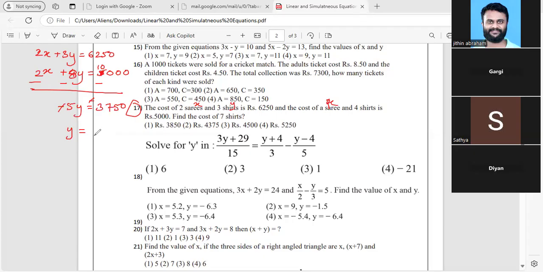Is it correct? Yes, sir. 750. 5 sevens are 3000. Then yeah, correct. So y is equal to 750, which means the cost of one shirt is 750. Now what they're asking is how much is the cost of 7 shirts. So basically 7 multiplied by 750 will be your answer. 5250 should be your answer. Yes, sir.